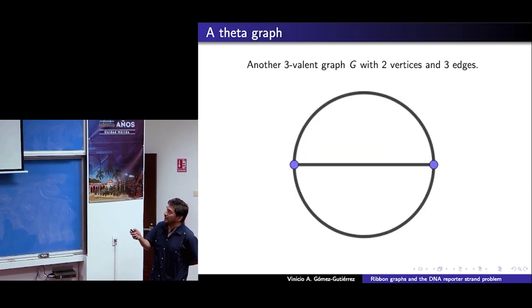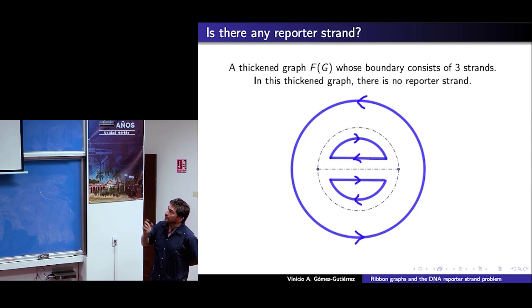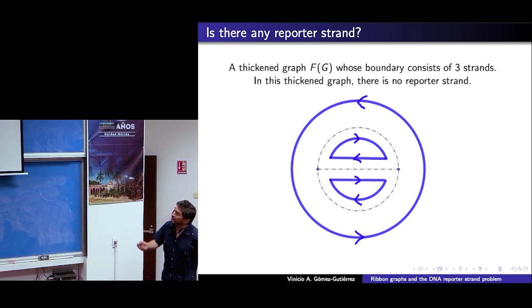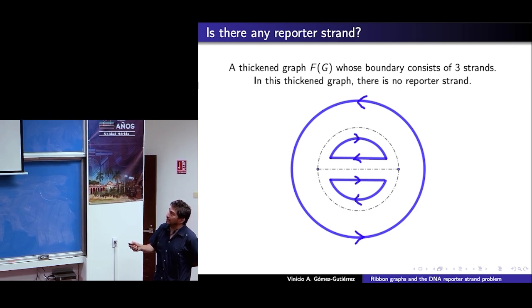Changing the graph. This is another trivalent graph with 2 vertices and 3 edges. Take the graph. One way is this. This thickened graph consists of 3 strands. There is no reporter strand. The outer strand visits only 2 edges. This inner upper strand visits 2 edges, and this lower inner strand visits 2 edges too. No one strand visits the 3 edges.